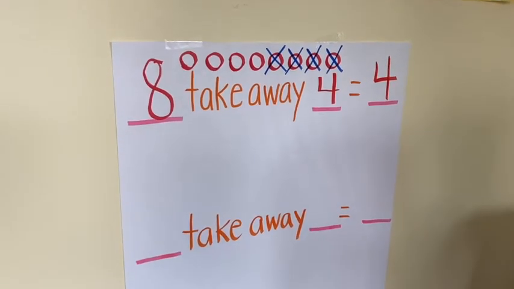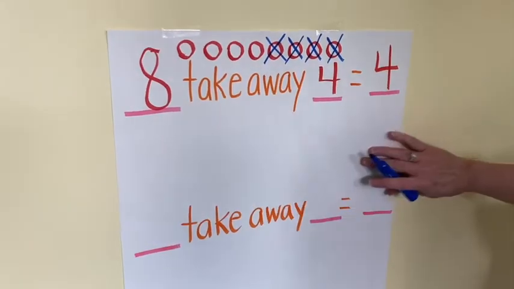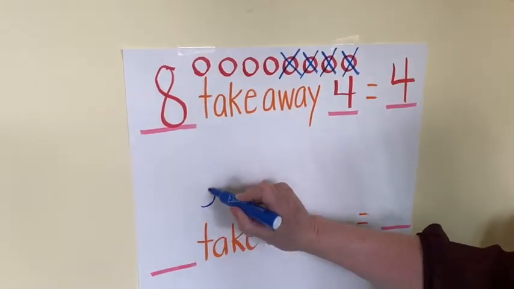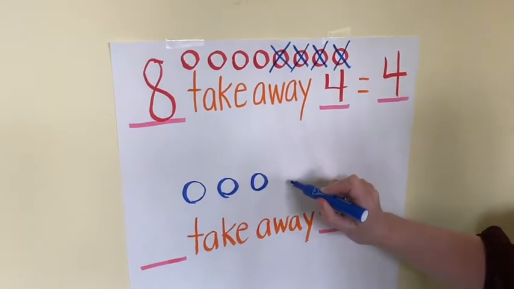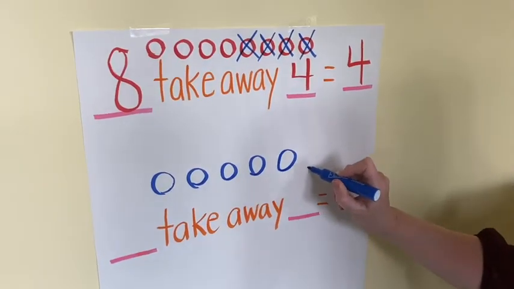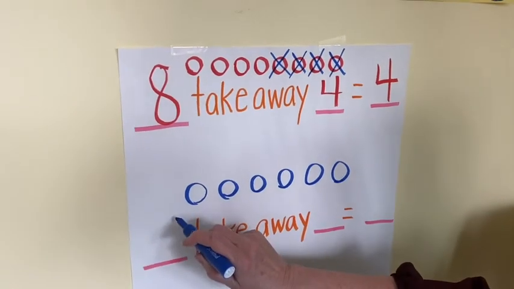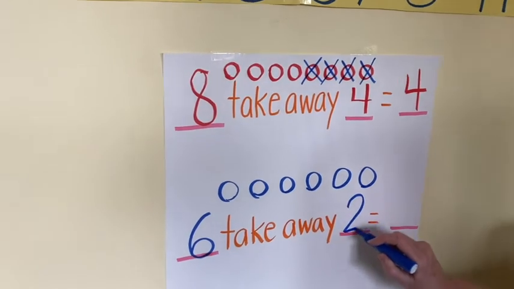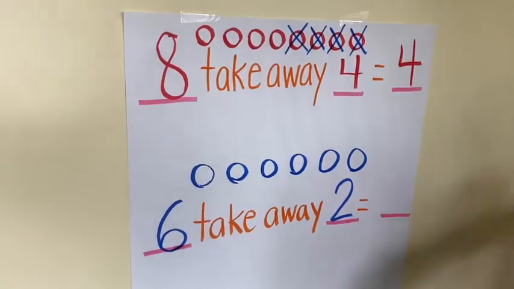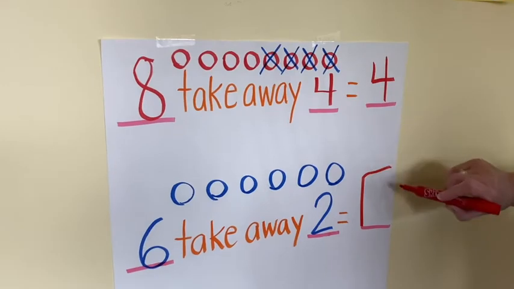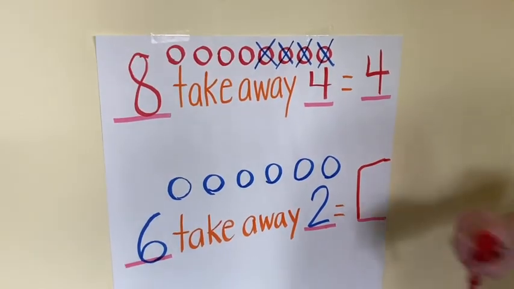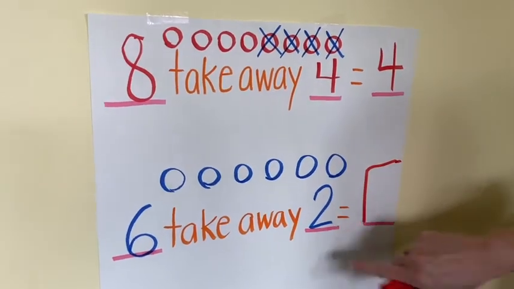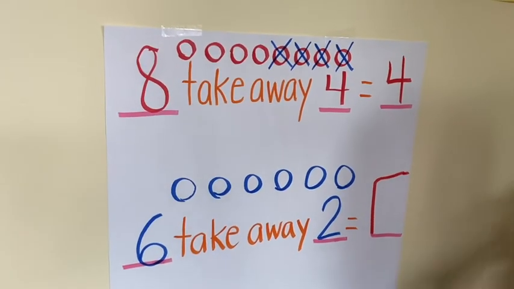All right, let's take a look at this next story. I'm just going to tell it to you here. There were 6 birds. 1, 2, 3, 4, 5, 6. And 2 of them flew away. This will be what I would like you to work on. This is your extension. I would love for you to figure out, what is the answer here? How many would you cross off? And that will be your last problem to do.